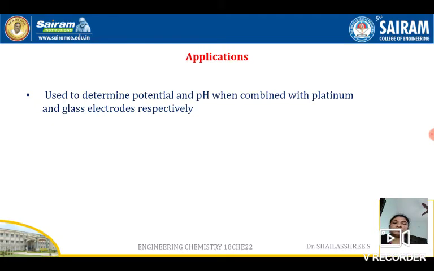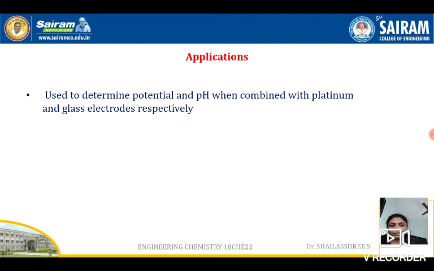So once again, the main points to remember when it comes to the construction and working of the electrodes. Let's start with the secondary reference electrodes. You have to write that secondary reference electrodes are electrodes that have a constant and reproducible potential. The calomel electrode consists of mercury and mercurous chloride paste, and KCl solution. KCl of either 0.1 N, 1 N or saturated solution will be there.